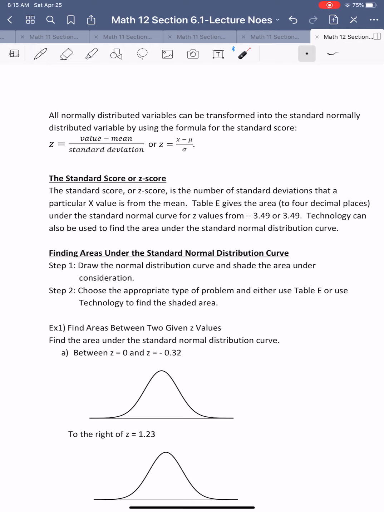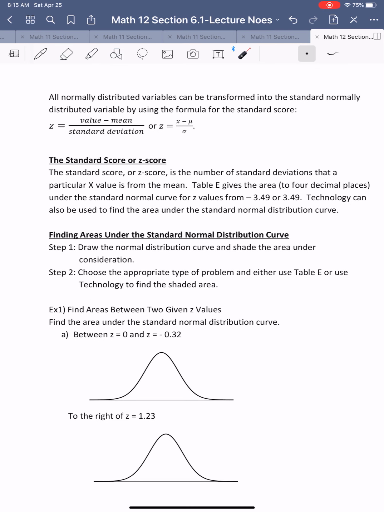All normally distributed variables can be transformed into the standard normal distributed variable by using the formula for the standard score, which we call the z-score: the value subtract the mean over the standard deviation. So the formula is this one, z = (x − μ)/σ. The standard score, or z-score, is the number of standard deviations that a particular x value is from the mean.